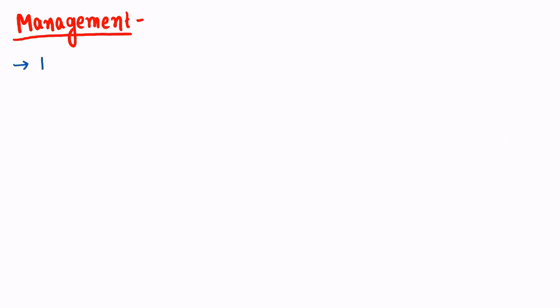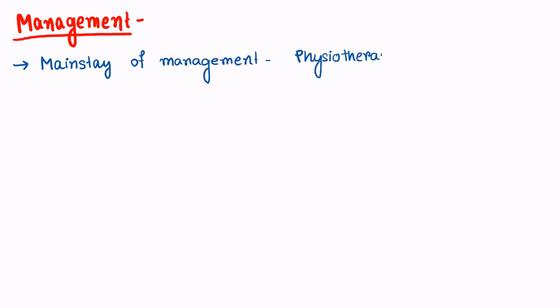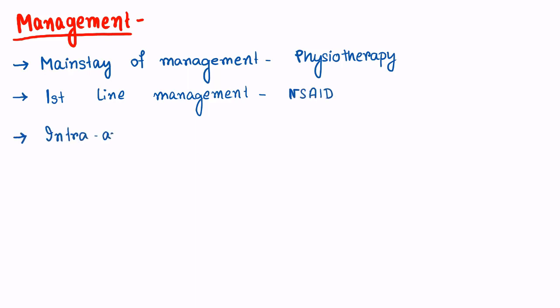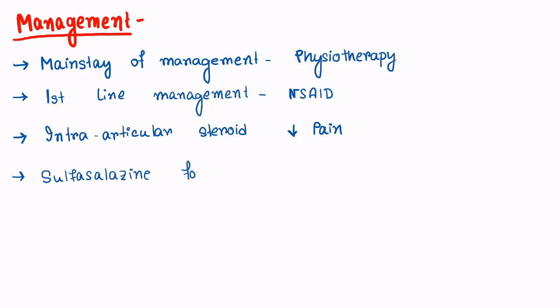Now comes the management. The mainstay of treatment is physiotherapy. The first line management is with non-steroidal anti-inflammatory drugs. Intra-articular steroids relieve pain. Sulfasalazine is used for peripheral arthritis. The drug of choice is TNF-alpha blocker.